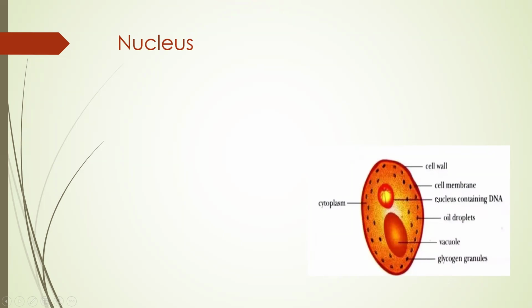Next, this is the nucleus containing DNA, deoxyribonucleic acid. Next, this is cytoplasm. I will explain one by one. Look at here, don't confuse. This is the oil droplets. Next, this is the vacuole. This is glycogen granules. Okay, what is the nucleus?